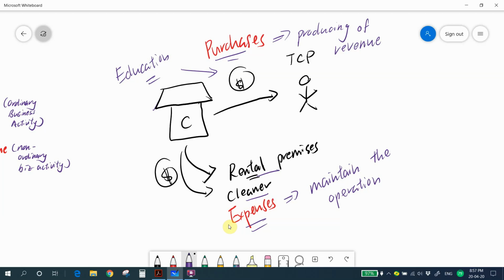You may have a question, sir, paying rental of premises or paying the cleaner is also producing revenue, right? Yes, but this is indirect. But the fee that is paid to me is considered direct. So for the direct payment, we consider it as purchase because it is related to revenue generation. But for the indirect payment, we consider it as expenses because it is used to maintain the operation only.